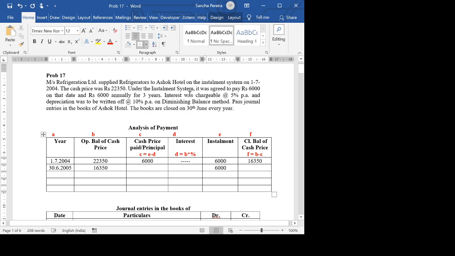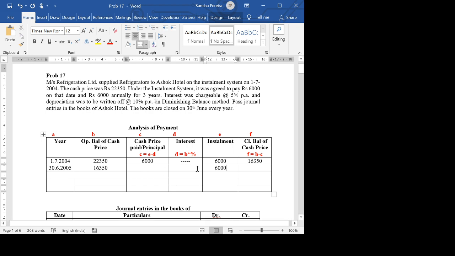If they had said 6,000 annually for 3 years plus interest, then it would have been here. So please get the difference. Sometimes they use plus interest, with interest. Okay. We have done these in the initial problems. Check out problems 1, 2, 3, 4, 5, including your homework problems.